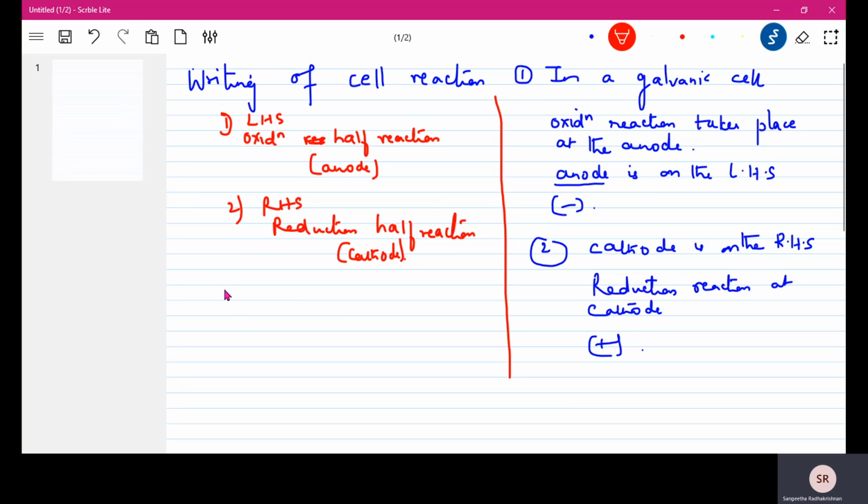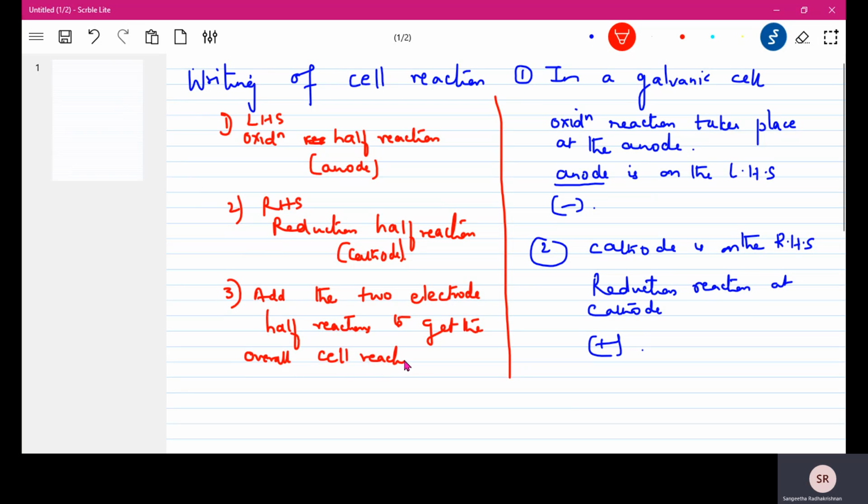Okay. And third point you're going to do is add the 2 electrode half reactions to get the overall cell reaction. So this is how you're going to write the cell reaction. First you will write the half reaction of the left hand side, then you will write the half reaction of the right hand side, and then you will add both the reactions so that you will get the overall cell reaction, because what we are writing is cell reaction.